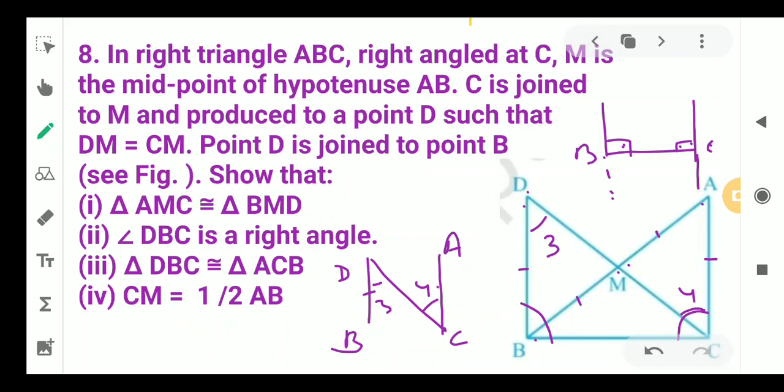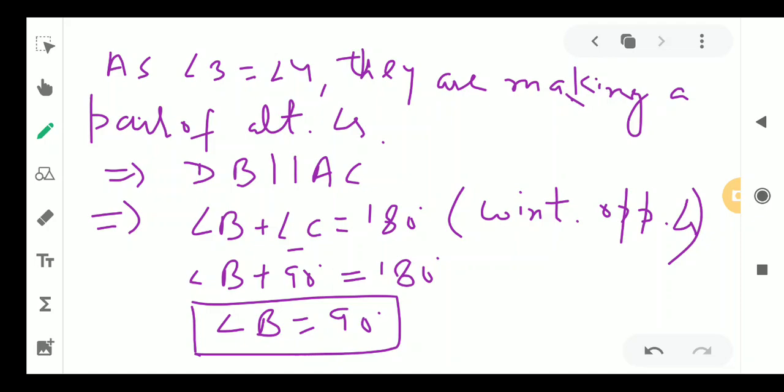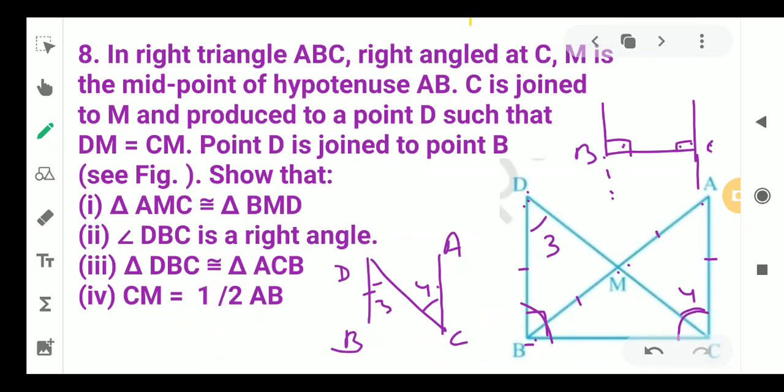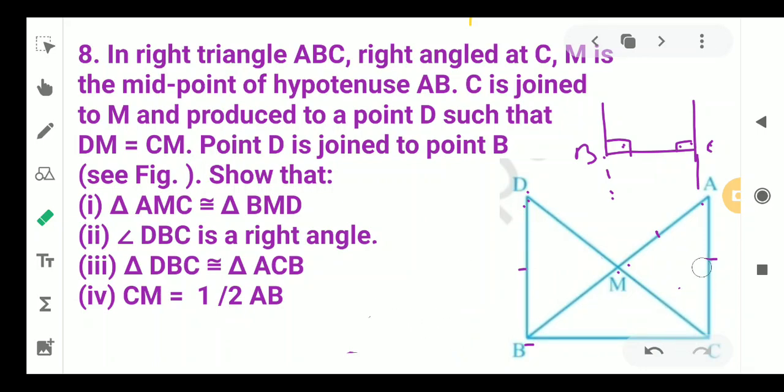Show that angle DBC, this one, is a right angle. So we can write here angle B equals 90 degrees. This implies angle DBC equals 90 degrees. So this is our second part we have shown here. Now moving on to the next parts. Let's see what we have to show further.